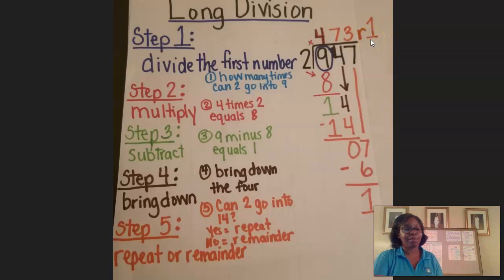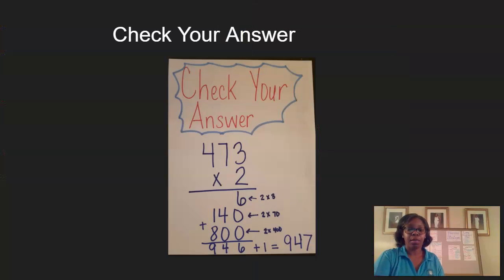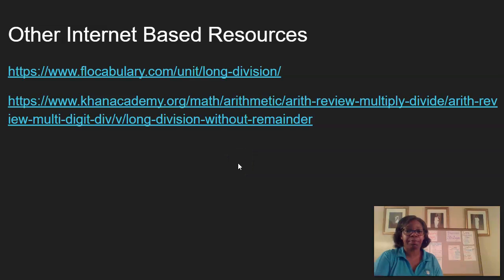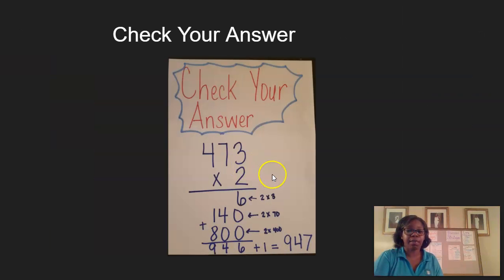And if you remember, that's the same answer that we got when we used the partial quotient strategy. So you want to check your answer to make sure that you're correct. The way that you check your answer with the division problem is you take your quotient, the answer that you got, and you multiply it by the divisor. You're going to multiply your quotient by your divisor. All right, so our quotient was 473. We're going to multiply 473 times 2.